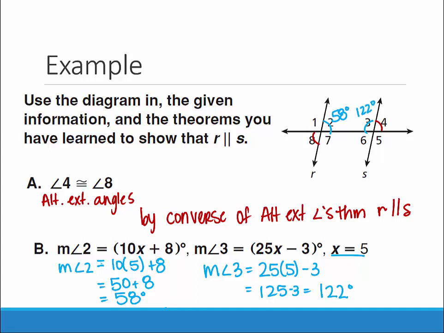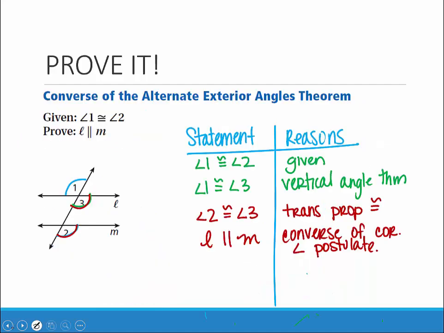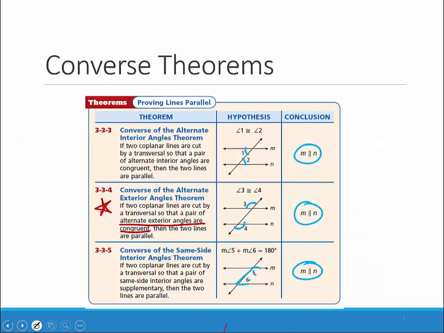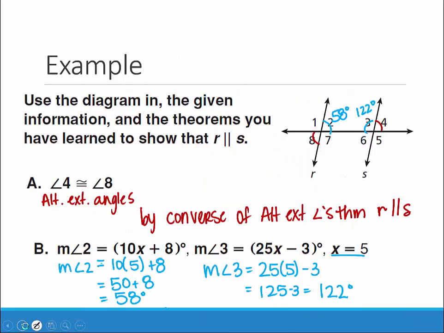So now they're not equal. So we can't say that we're going to use any of our angle theorems that have equal measures. But remember, there's one that has supplementary measures. So if two coplanar lines are cut by a transversal so that a pair of same side interior angles are supplementary, then we have two parallel lines. So these are same side interior angles. 58 and 122, we end up with 180 degrees.